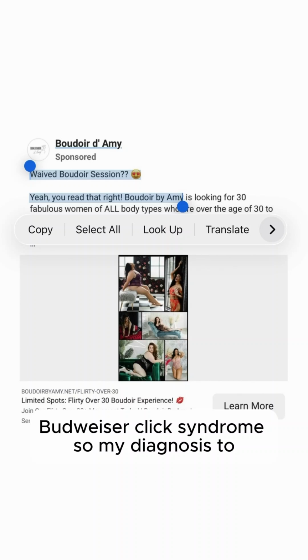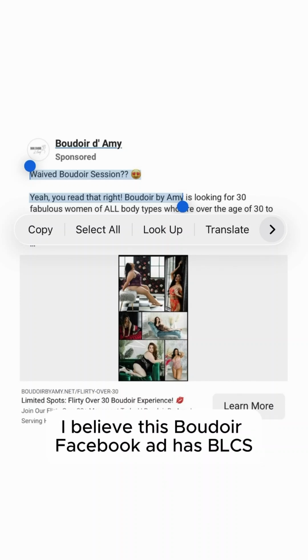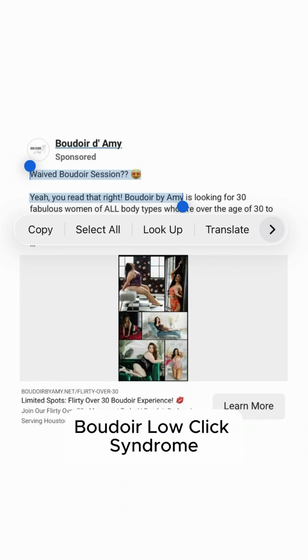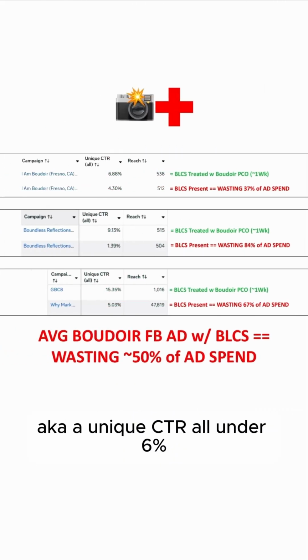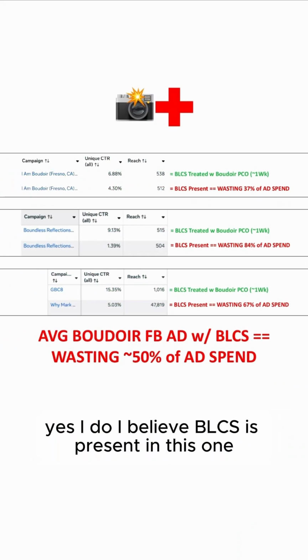So my diagnosis: do I believe this Boudoir Facebook ad has BLCS, Boudoir low click syndrome, aka a unique CTR under 6%? Yes, I do. I believe BLCS is present in this one.